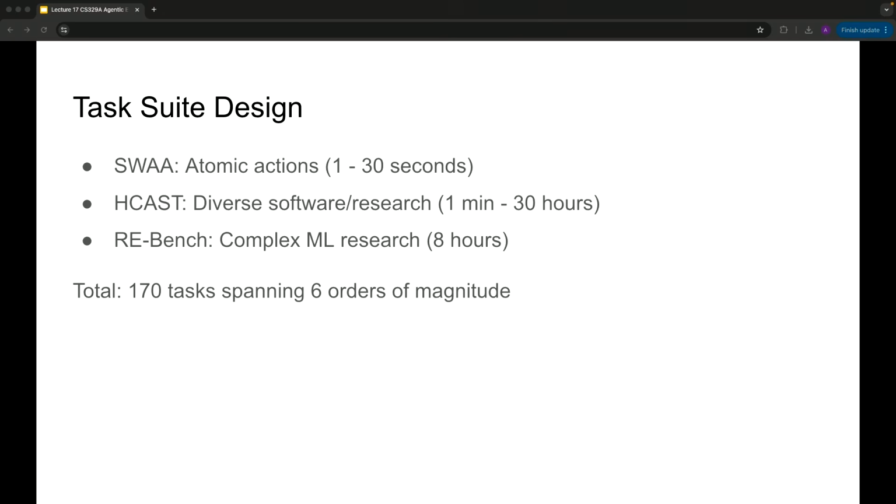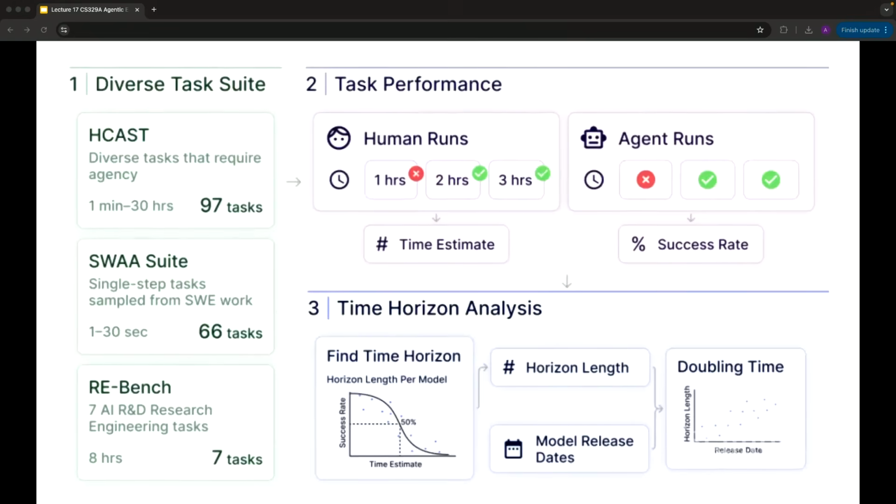The second one is HCAST, which focuses on more 1 minute to 30 hour style tasks, which is basically talking about different software and research engineering tasks. And then finally, SWE-bench, that's actually giving full ML research style tasks, which can go on as long as 8 hours. So you've seen the AI scientist paper covered in this class before. So similar style of benchmarks. In total, it covers about 170 tasks, going all the way from say 1 second to 8 hours.